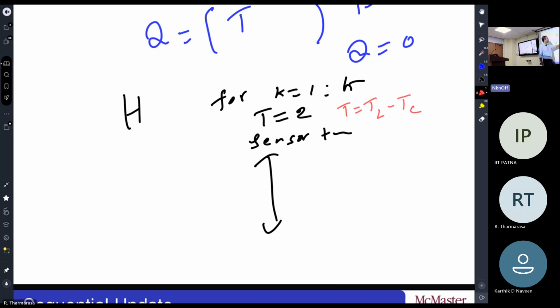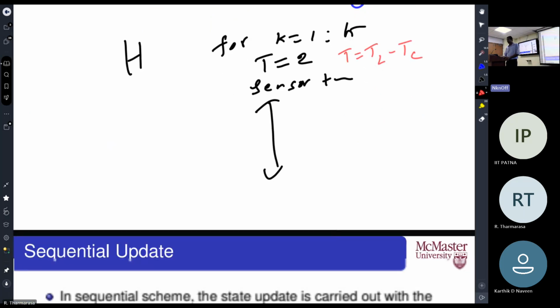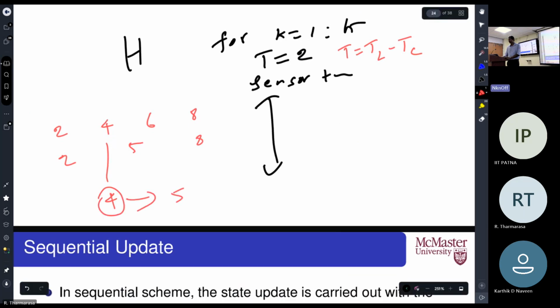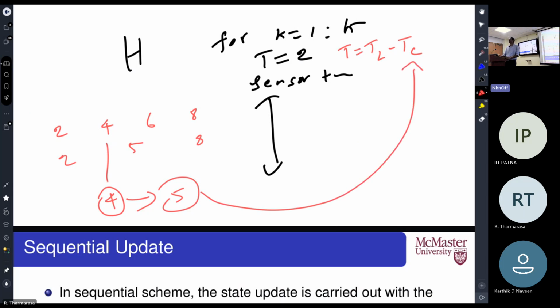In order to find that, usually what I do is, I know there's one sensor at 2, 4, 6, 8. The other one is 2, 5, 8. So we have the times and find the next time step. We know that the minimum of 6 and 5 is 5, so that becomes the current time. Right? So you do that sequentially. Okay? So that's all about sequential update.